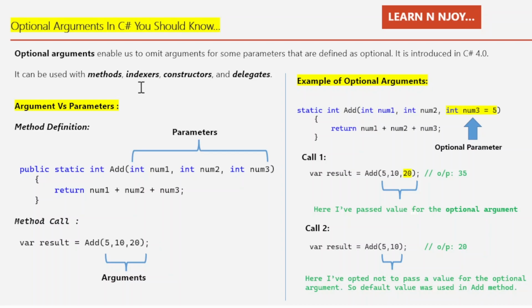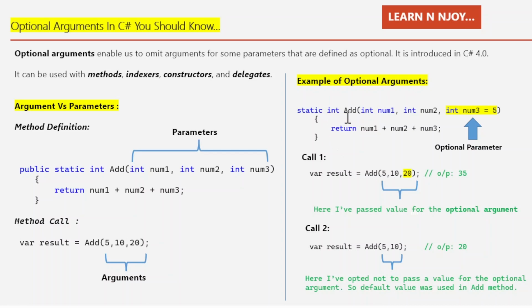Let's revisit the definition of optional arguments. It says that optional arguments enable us to omit arguments for some parameters that are defined as optional. So now you must have understood that optional arguments are the actual values that we can omit for some parameters if those are defined as optional parameters, right? Now let's understand with the help of the examples shown here.